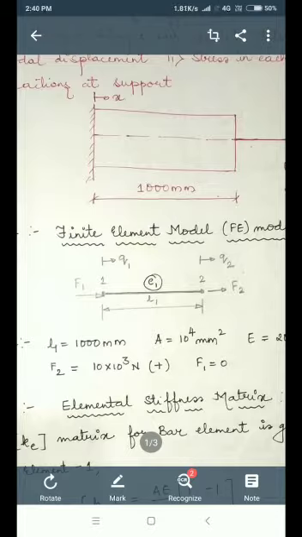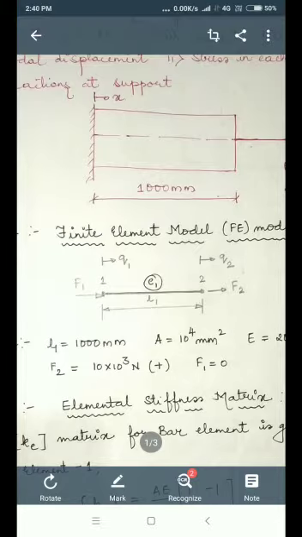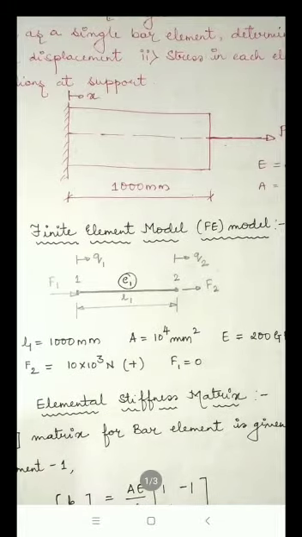Q1 is the displacement at node 1, Q2 is the displacement at node 2. F1 is the force acting at node 1, F2 is the force acting at node 2. F1 is not given, so F1 value is 0. F2, that is load acting at node 2 is given, F2 equal to 10 kilonewton.